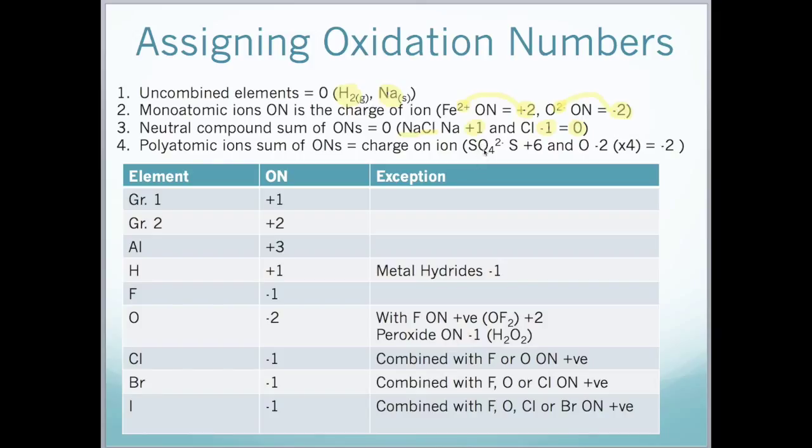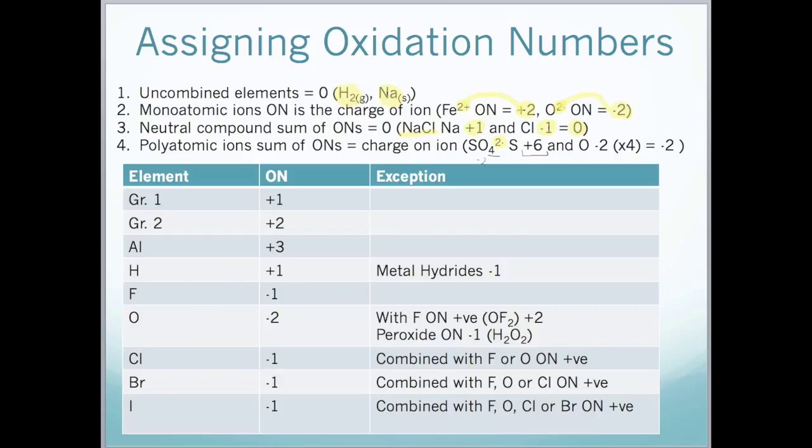So for example, with SO4 2-, the overall charge is -2. I have 4 oxygens, each with an oxidation number of -2. So -2 times 4 gives us -8. And we know that it has to be -2 overall. Therefore, we can conclude that sulfur has an oxidation number of +6.